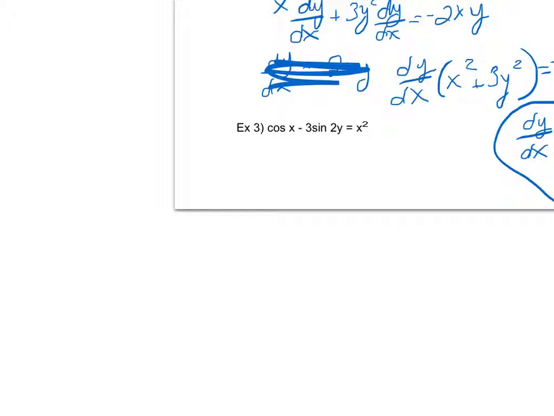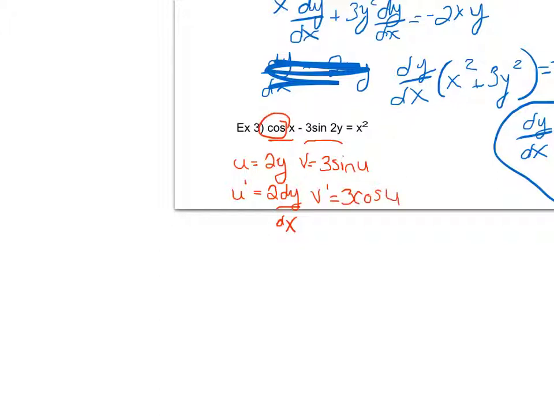First thing I'm going to notice is that I can easily differentiate cosine of x. It's just negative sine of x. However, when I go to differentiate this piece, I see I have an outside function, 3 times sine, and an inside function of 2y. So I'm going to go ahead and say my inside function is 2y. My outside function is 3 sine of u. My u prime then is 2 dy dx because of the y. My v prime is going to be 3 cosine of u.